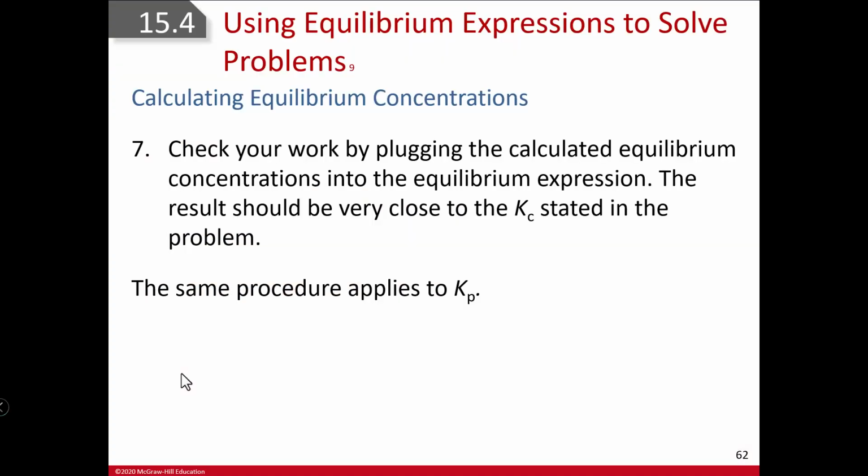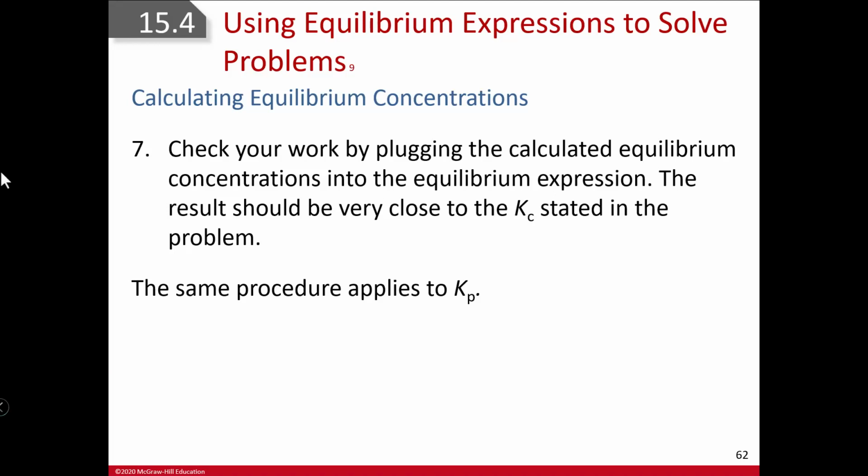And then the last step is to check your work. You can always check it to make sure it's coming out correctly. You should be able to plug in those concentrations and get the same equilibrium constant. If you don't, then you've made a mistake. So if you have time, check your work. If it's a quiz or an exam and you've gone through the whole test, and you've got some time, you can always check your work. All right.